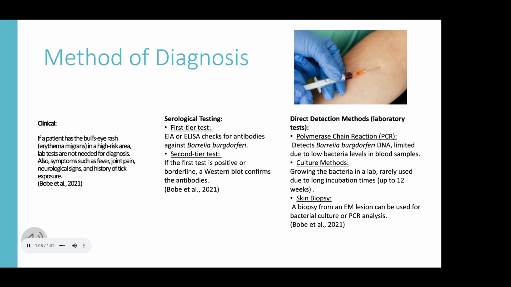And then direct detection methods can also be used, although they are more limited. For instance, the polymerase chain reaction, or PCR, detects the DNA of the bacteria. However, PCR is less commonly used because the bacteria levels in blood samples are typically low, making detection challenging. Another method is culturing the bacteria in a lab, though this is rarely used due to the long incubation times required, sometimes even up to 12 weeks. And lastly, a skin biopsy could be taken from the rash and used for bacterial culture or PCR analysis, which provides another way to confirm the diagnosis.